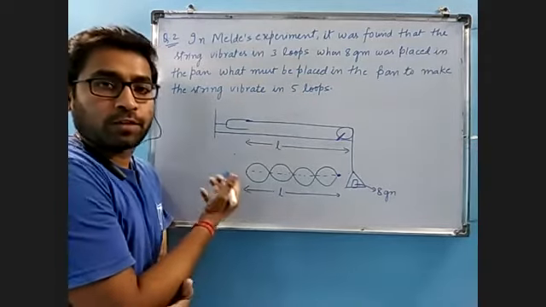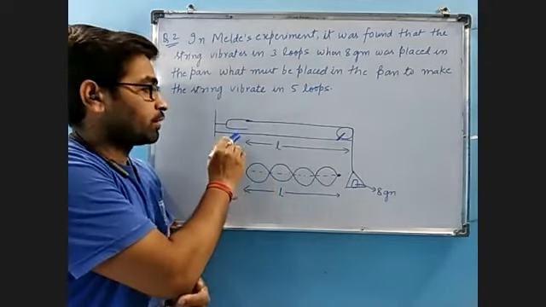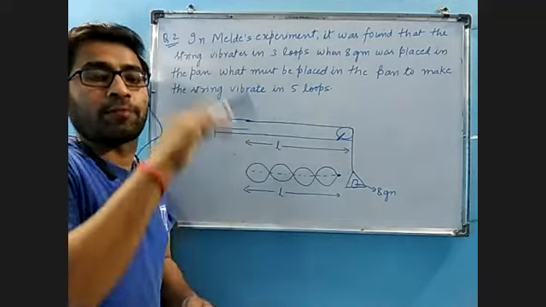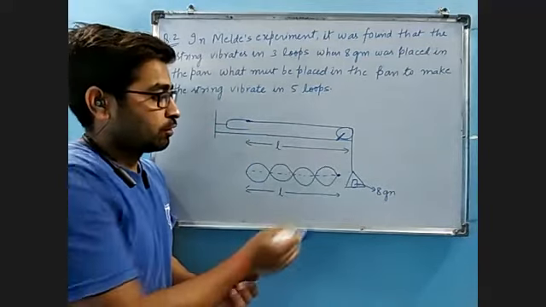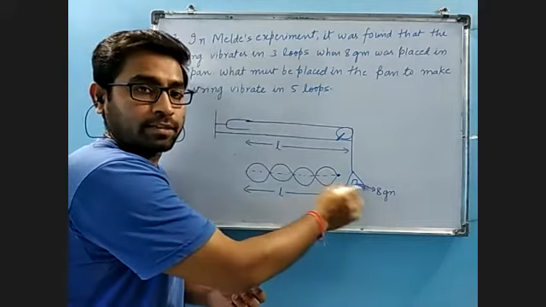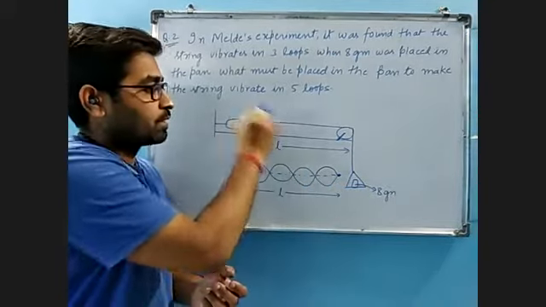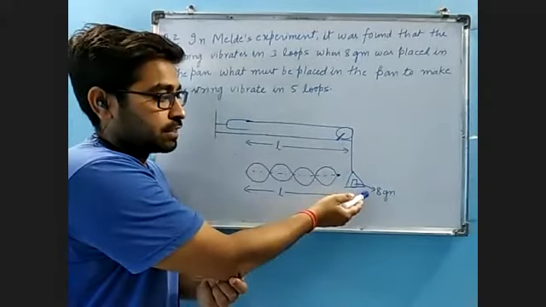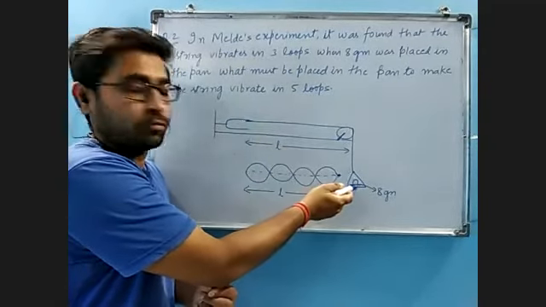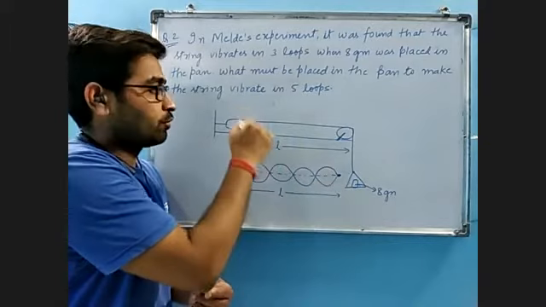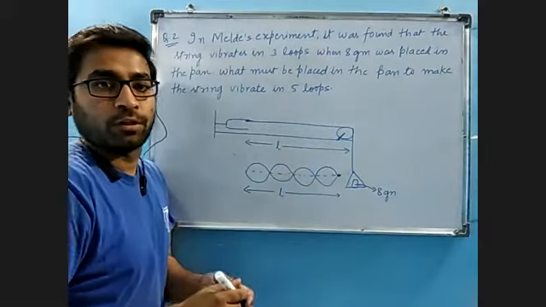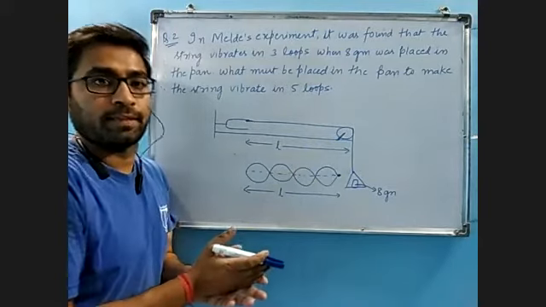So let me first tell you about Melde's experiment. There is some external source here which vibrates with a certain frequency. The moment you put some mass here, when the frequency of the external oscillator resonates with the frequency of the string for this particular mass, the string will start making loops, and that loop will be clearly visible to us when you look at it carefully.